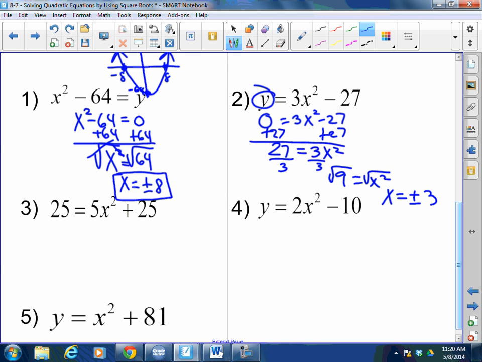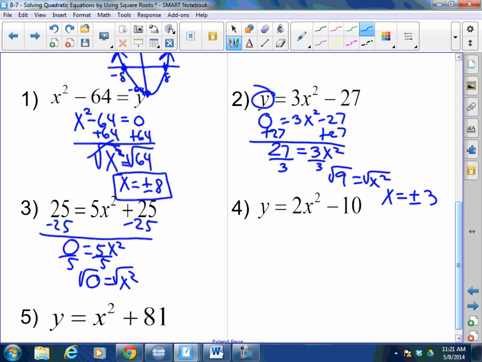Number 3, what do you want to do first? Subtract 25. 0 equals 5x squared. Now what? Divide by 5. Very good. 0 equals x squared. Square root both sides. What does x equal? Why do I not put a plus or minus on 0? Very good. 0 is neither positive nor negative. It's neutral.